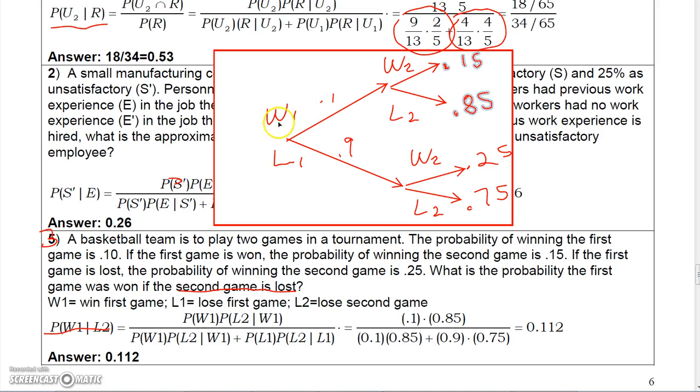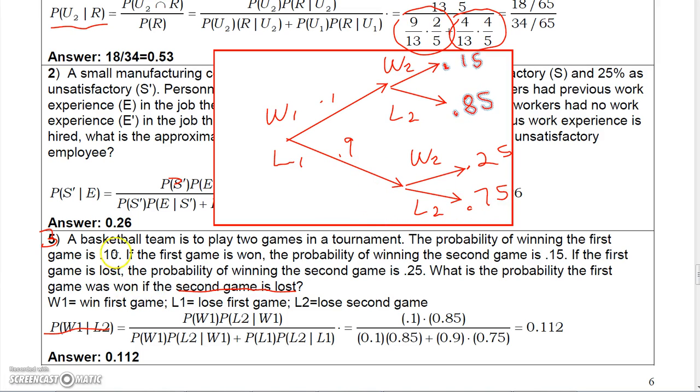We know the probability that we win the first game is given as 0.1, so the probability we lose the first game is 0.9. The probability we win the second game, given we won the first game, is 0.15, so the probability we lose the second game, given that we won the first game, is 0.85. It also tells us the probability we win the second game, given we lost the first game, is 0.25, so the probability that we lost the second game, given that we lost the first game, is 0.75.